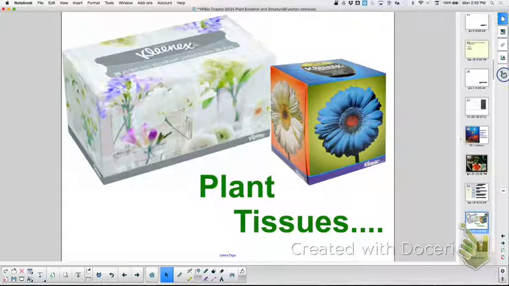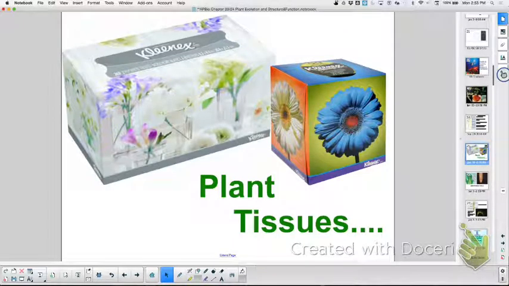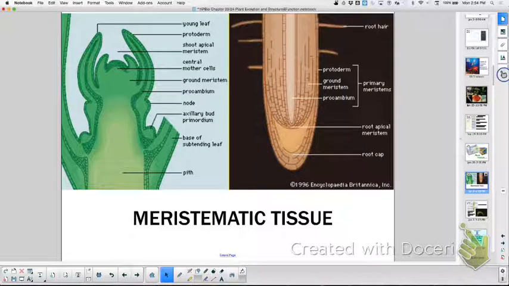Okay. So you do not need to know all the plant tissues, though that's super clever that I found Kleenex that had plants on them. You don't need to know all of that part anymore. But when you see something that says meristematic, what do you hear in there that you know about?